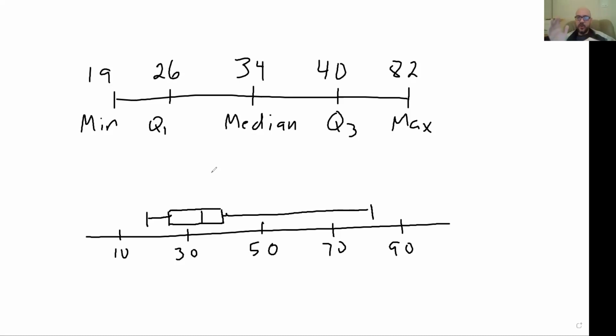Let me tell you a couple of things that people do wrong when they are making box plots. Well, first, let me actually make this point. You might want to label these 19, 26, 34, 40. I don't know why it makes you restart the whiteboard if you want to start writing again. And 82, right? Just because we did it all by hand, it's a little imprecise, so it's nice to label those things.